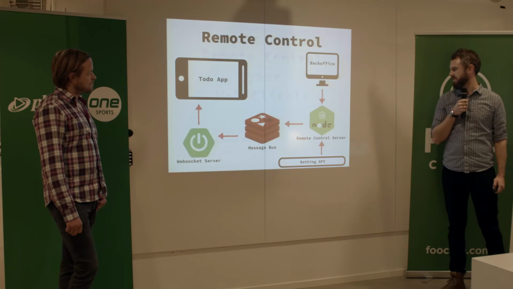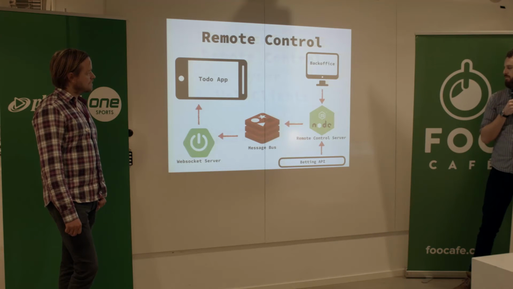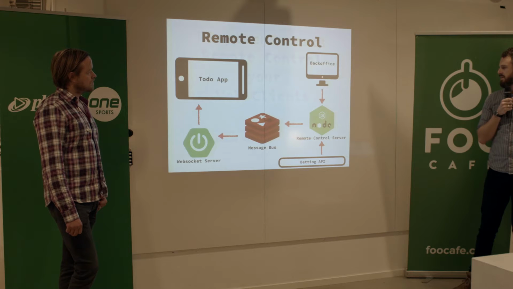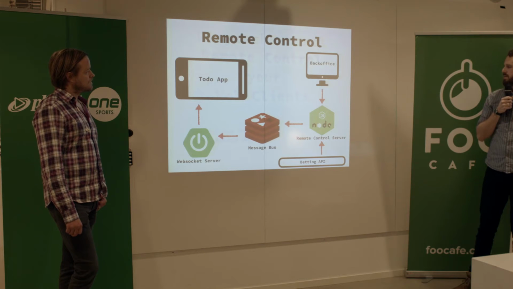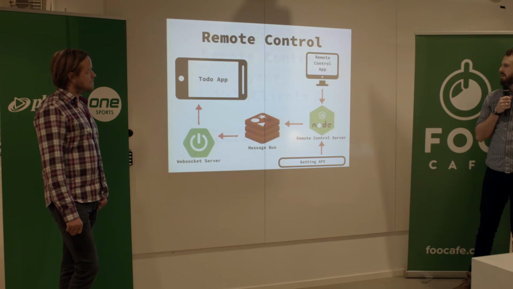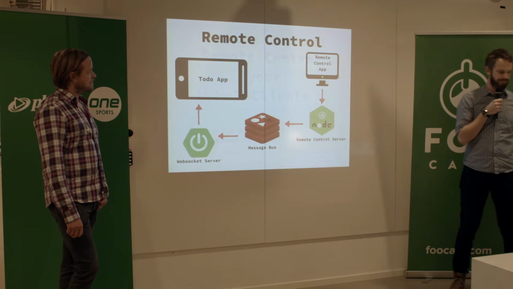We will change the content server to build something on Node, and this server will only serve a remote control app where we can control our to-do app. And the betting API we don't need, of course.